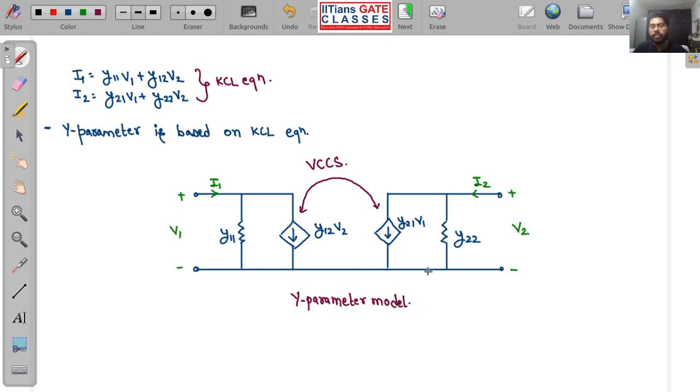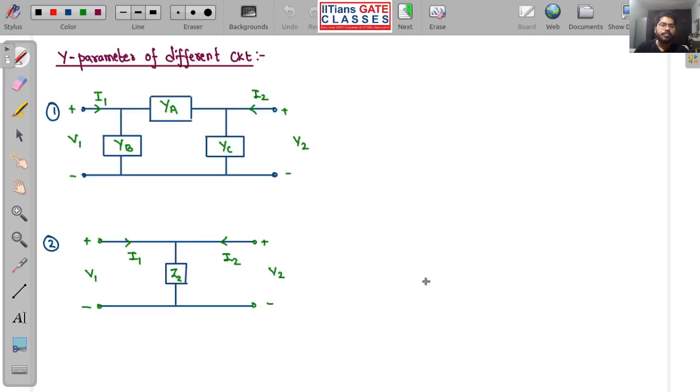Okay, Y parameter model you can see. Now let us calculate a few Y parameters of different circuits. Now if you check, this is a pi network. This is my pi network. So what can I write?